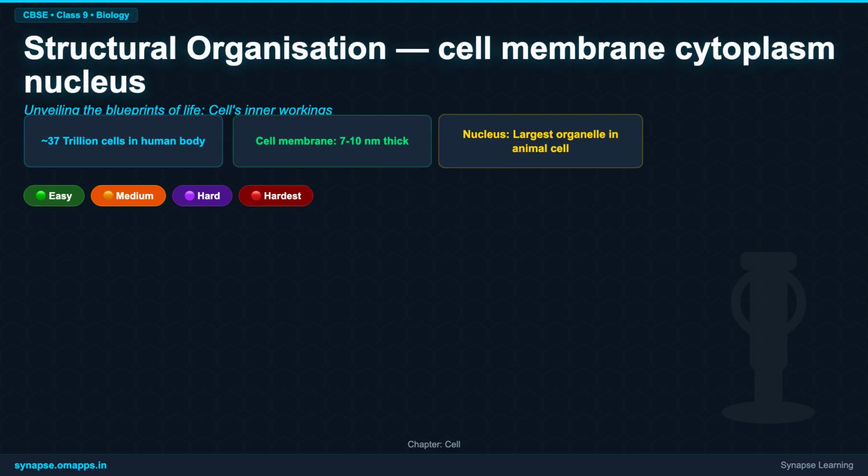Hello, future biologists. Welcome to today's exciting journey into the microscopic world of the cell. We are diving deep into the structural organization of cells, focusing on three fundamental parts: the cell membrane, cytoplasm, and nucleus. We'll explore these concepts across four levels of understanding, from easy basics to advanced competitive insights. Get ready to uncover the secrets that make life possible.